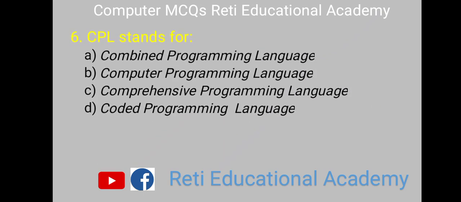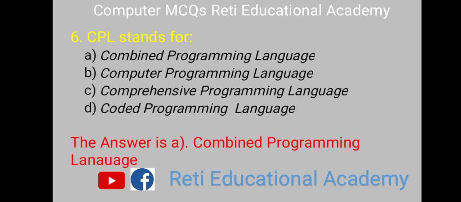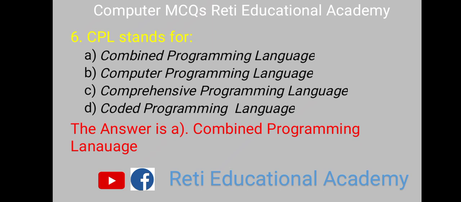MCQs number six. CPL stands for A, combined programming language. B, computer programming language. C, comprehensive programming language. D, coded programming language. And the right answer is A, combined programming language.